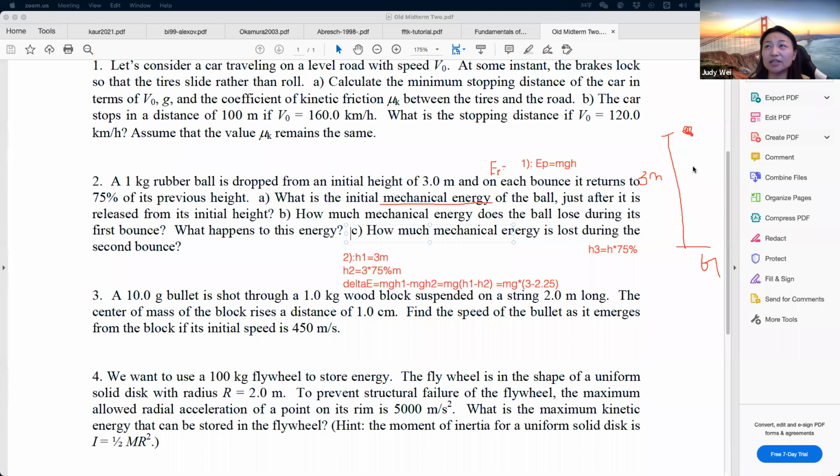So this energy, we have to see whether it contacts the ball. The ball has no contact until it reaches the ground. So it passes some energy to the ground because it touches.